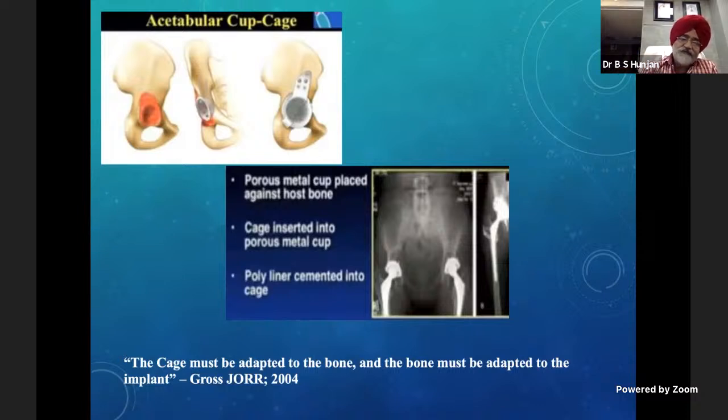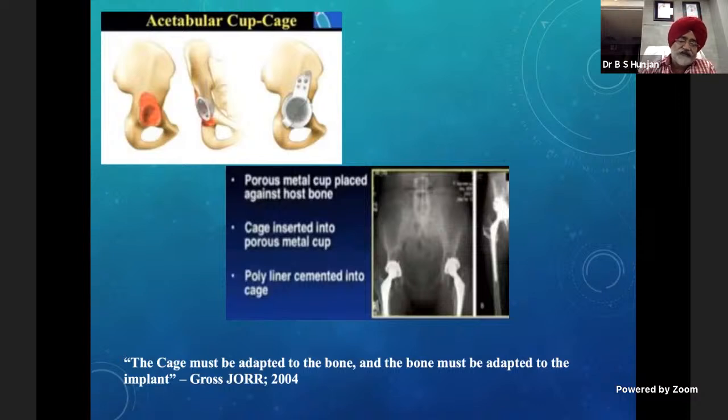into the ilium. We can also put screws through the cage and the cup which we have put. Sometimes we close the holes in the cup or in the cage with bone wax so that there is no blood coming out. And then with cement, we put the final cup.